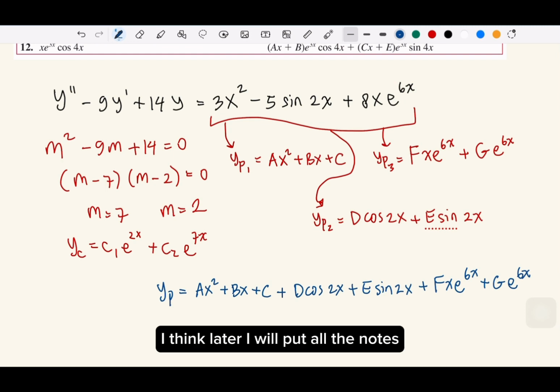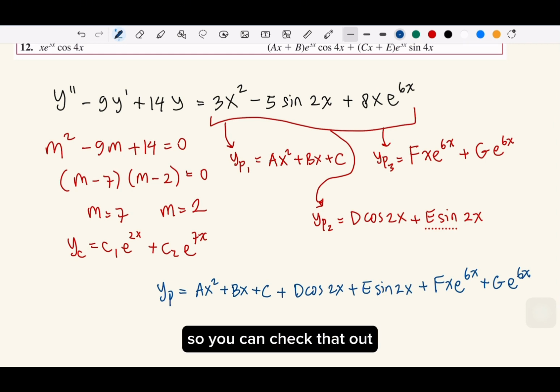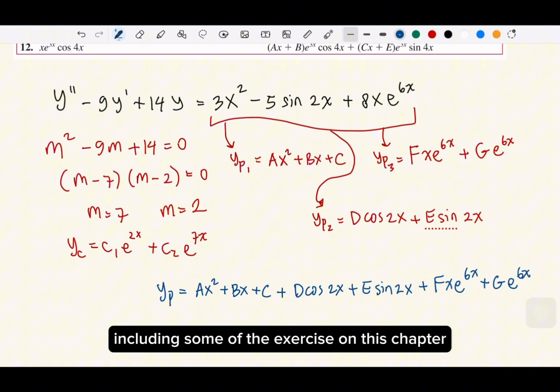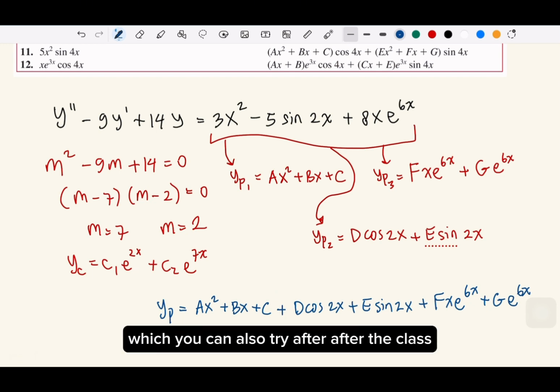I think later I will put all the notes, especially for the higher order differential equations, on the Moodle, so you can check that out, including some of the exercises on this chapter, the undetermined coefficient, which you can also try after the class.